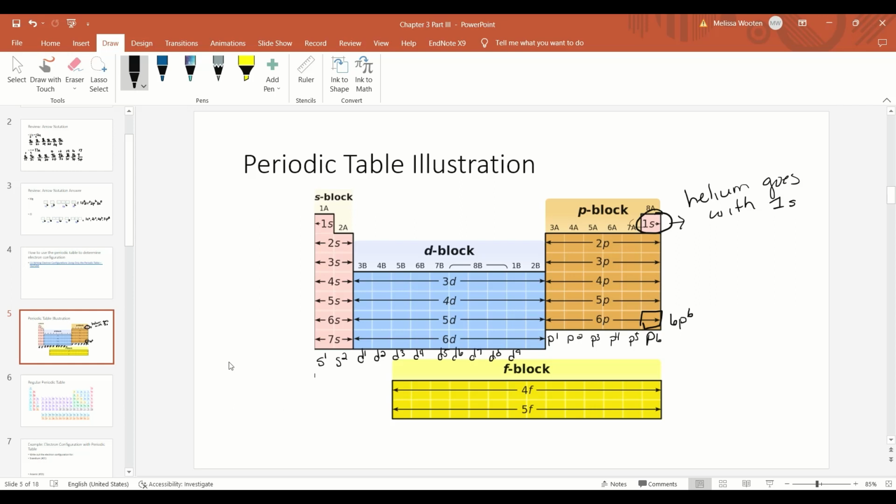Okay, and then you get to d, so you get to d1 and d2, d3, d4, d5, d6, d7, d8, d9, and d10. Oops, d10. And same thing for f. You would have f1 all the way up to, why did I write 4? It's supposed to be f.